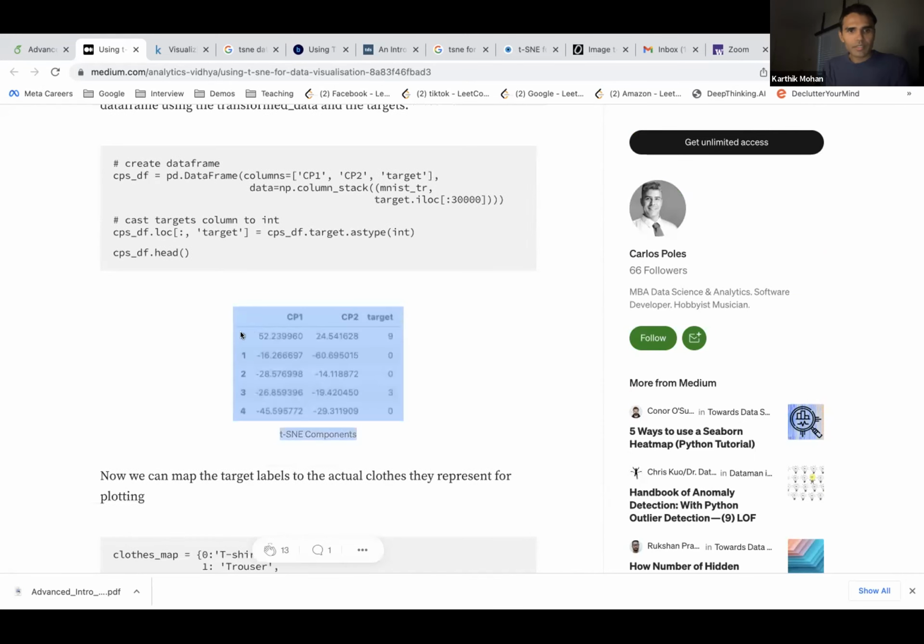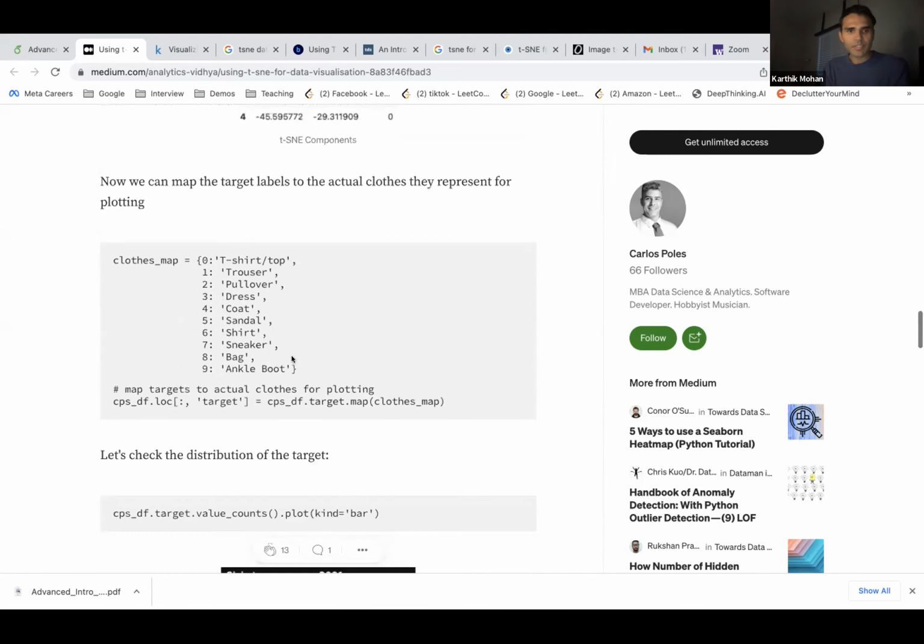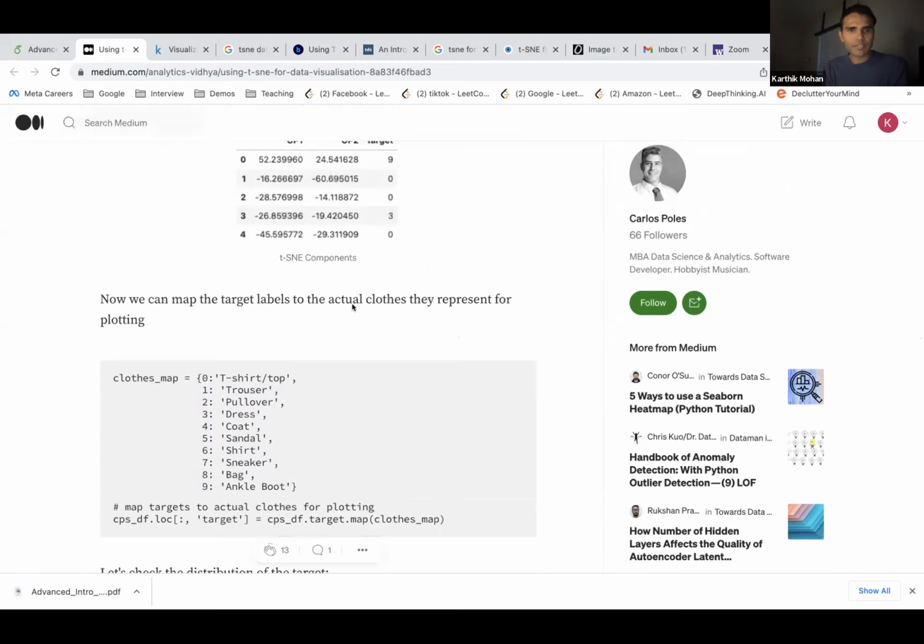So here's the first image. Here's the first dimension. X is 52, Y is 24. Target is 9. So the label is 9, right? So there's 10 different labels in this fashion MNIST. You have t-shirt, top, trouser, pullover, dress, coat, sandal, shirt, sneaker, bag, ankle boot. So these are the different categories that you have in this fashion MNIST data set. So the target represents one of these, right?